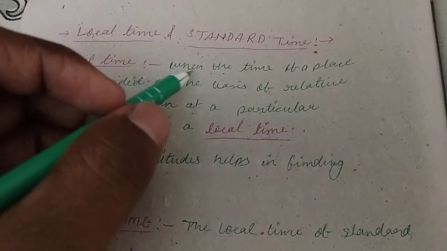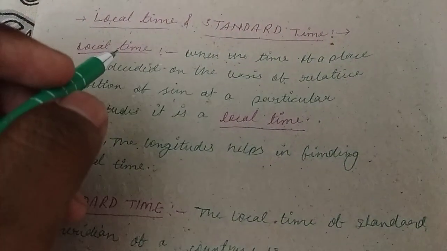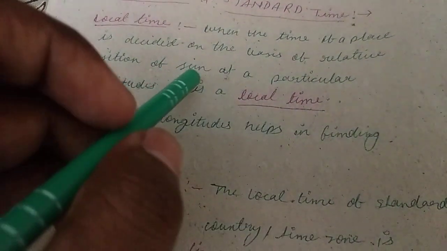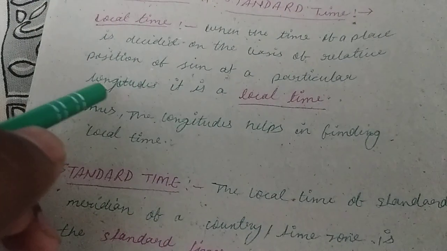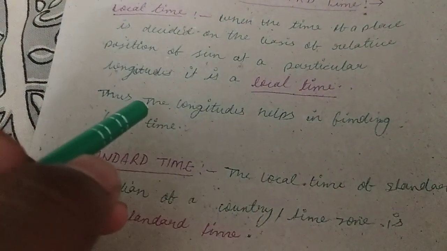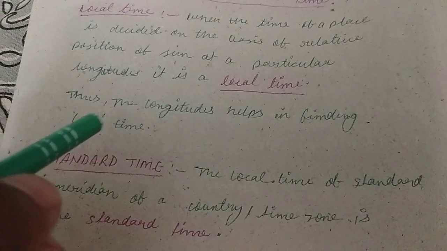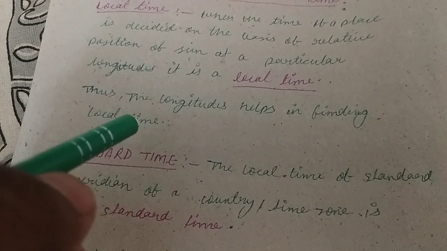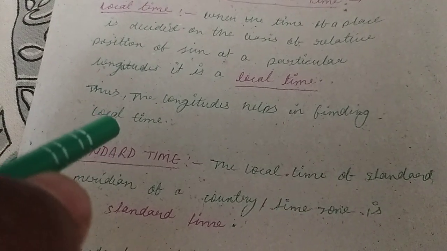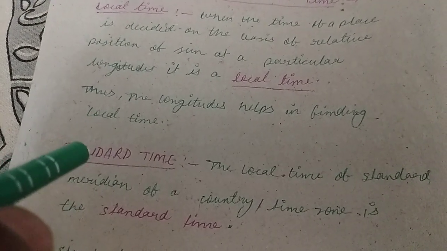Local time is when the time of a place is decided on the basis of the relative position of the sun at a particular longitude. That is local time. Thus, longitude helps in finding local time. Local time is the key of longitude, because longitude is important for finding local time.